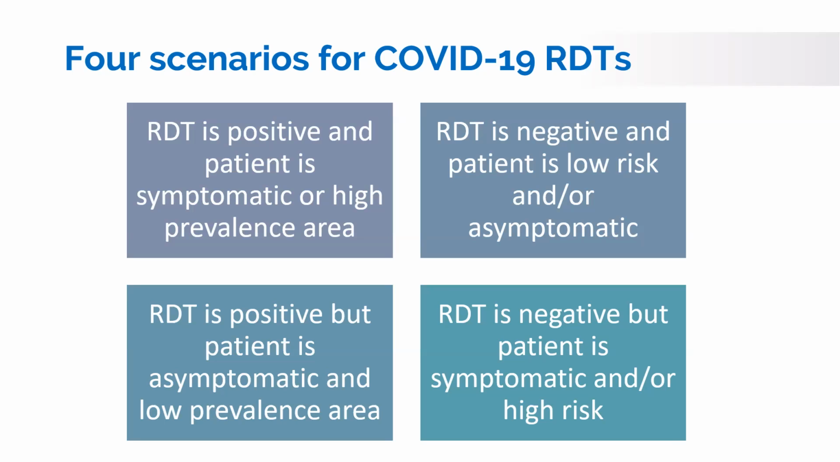The third scenario is that the RDT is positive, but the patient is asymptomatic and or it's a low prevalence area. In that case, you get sent off for confirmatory testing with a swab sample. The patient still has to isolate and follow all the management protocols until that result comes back, but there is a confirmatory test that is sent off. And the fourth scenario is that the RDT is negative, but the patient is symptomatic and or high risk. In which case that's also sent off for confirmatory testing.